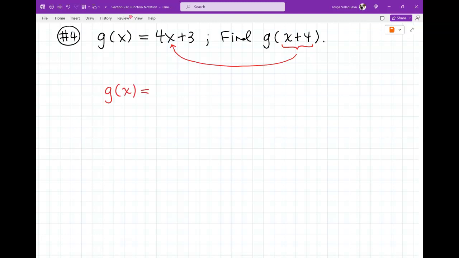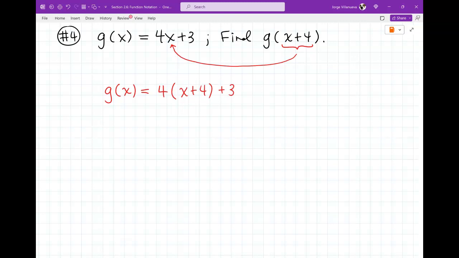And we will eventually, yes. Not on the first step, but yes, on the second step. She asked if we had to distribute. So we will. We're going to put 4 times x plus 4. Notice it's no longer just x. It's x plus 4, plus 3. So notice how the x became x plus 4. Everything else stayed the same.